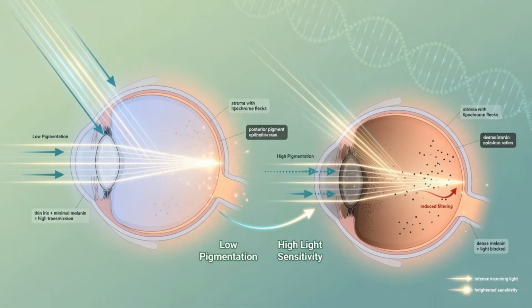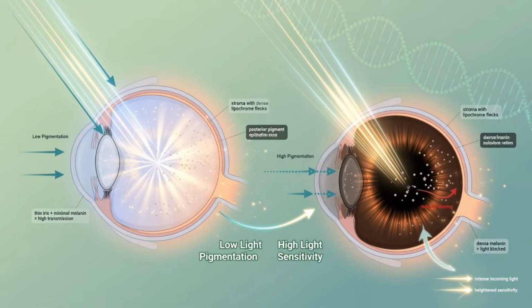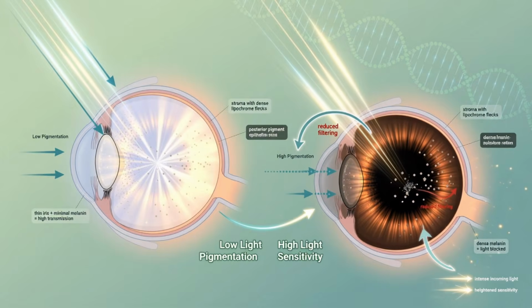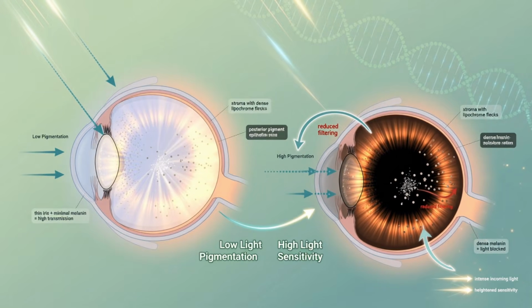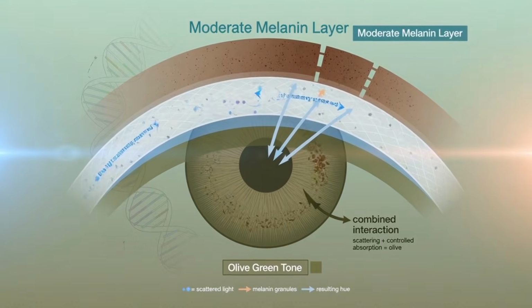One practical side effect worth noting, irises with very low pigmentation let more light through to the retina, which often translates into higher sensitivity to bright environments. It's a direct trade-off built into the biology. Now take the opposite approach.